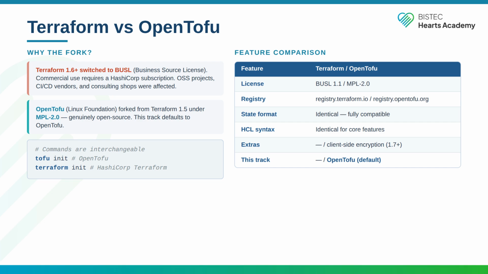For this track, we default to OpenTofu. The HCL you write is identical on both tools, and provider compatibility is shared. The Kubernetes, Helm, and AWS providers work with both. When you see Tofu in the slides, mentally substitute Terraform if you prefer. The commands are interchangeable. What matters is the skill of writing and managing HCL, not which binary runs it.